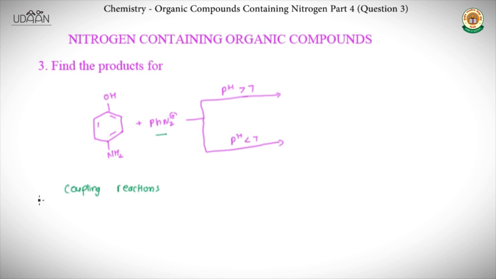If you remember the previous question, whenever you treat PhNH2 with HNO2, you are going to get PhN2+. The mechanism was taught to you in the previous question. Now this can have the structure like Ph N triple bond N plus, or it can have Ph N double bond N plus. Now this undergoes coupling reaction.